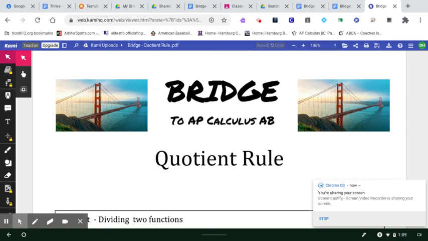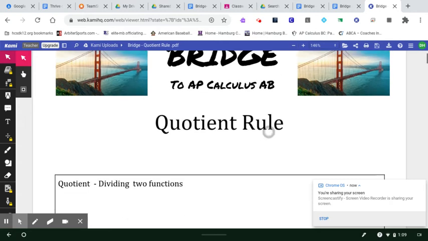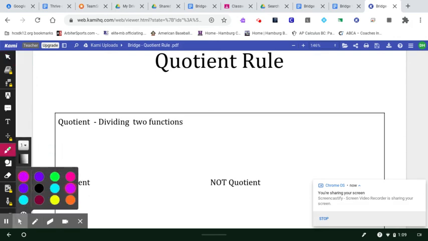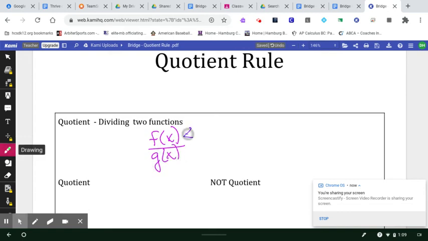All right, so we've tackled power rule, product rule, and now we're going to tackle quotient rule. Quotient, just like it sounds, is when you are dividing two functions. Typically when we say two functions, we want to see two x's, something like f of x divided by g of x. Similar to product rule, there has to be an x in the numerator and an x in the denominator.